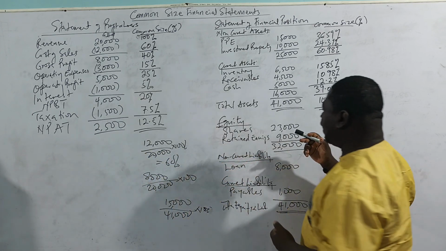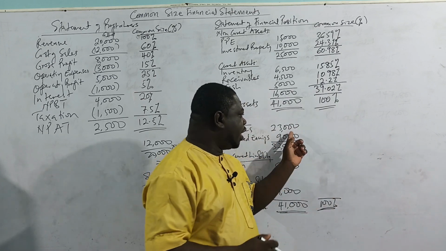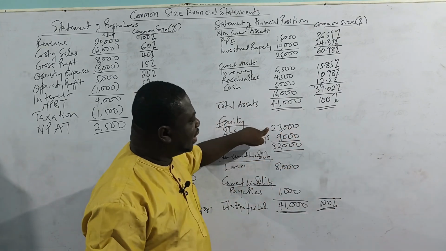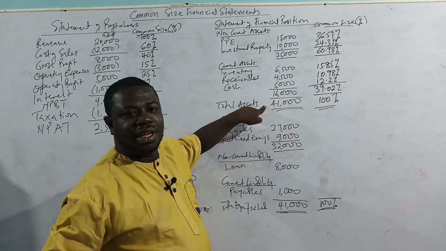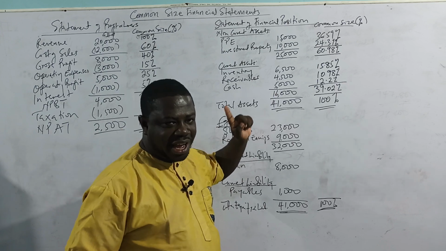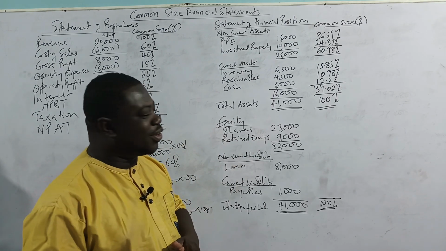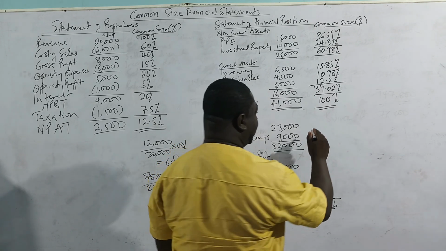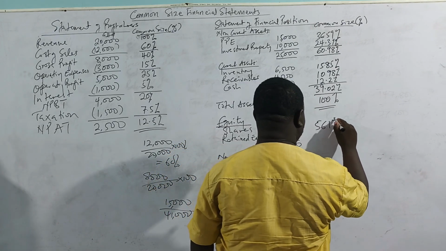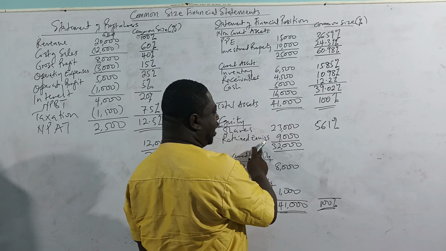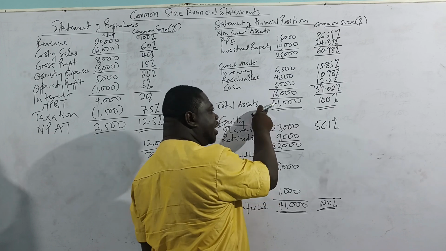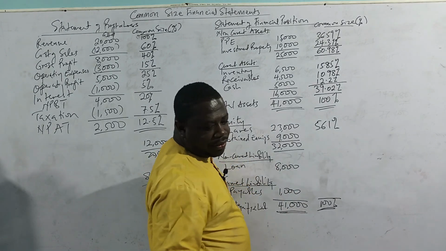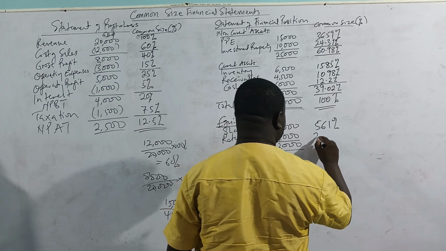When we come here, the ordinary shares is 23,000. So we'll say 23,000 over the same total assets, 41,000 times 100. I don't think this is very difficult, okay? I mean, this is very understandable. So the percentage is 56.1%. Now, when we come to retained earnings, it's 9,000. So over the same 41,000 times 100. That is going to give us 21.95%.